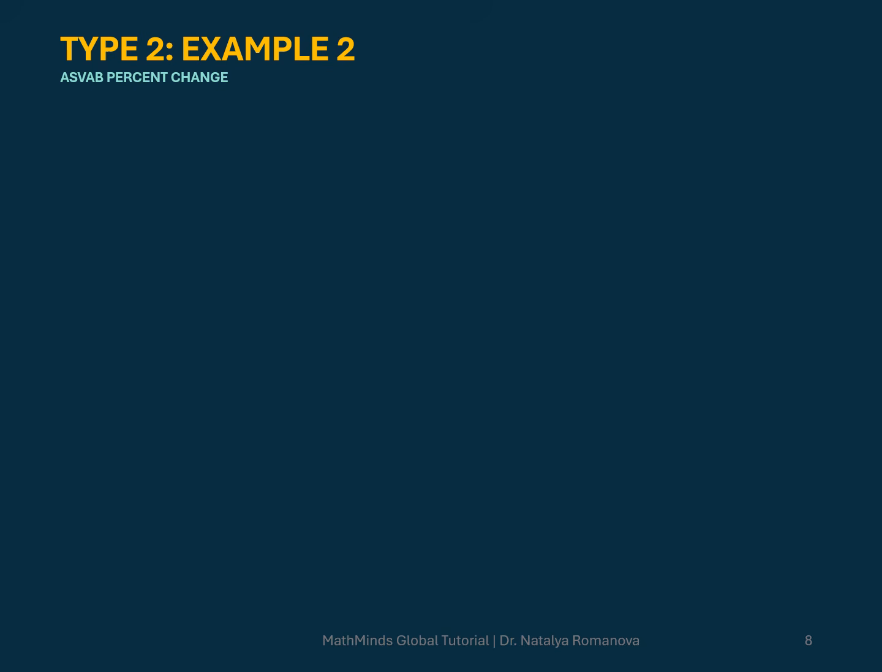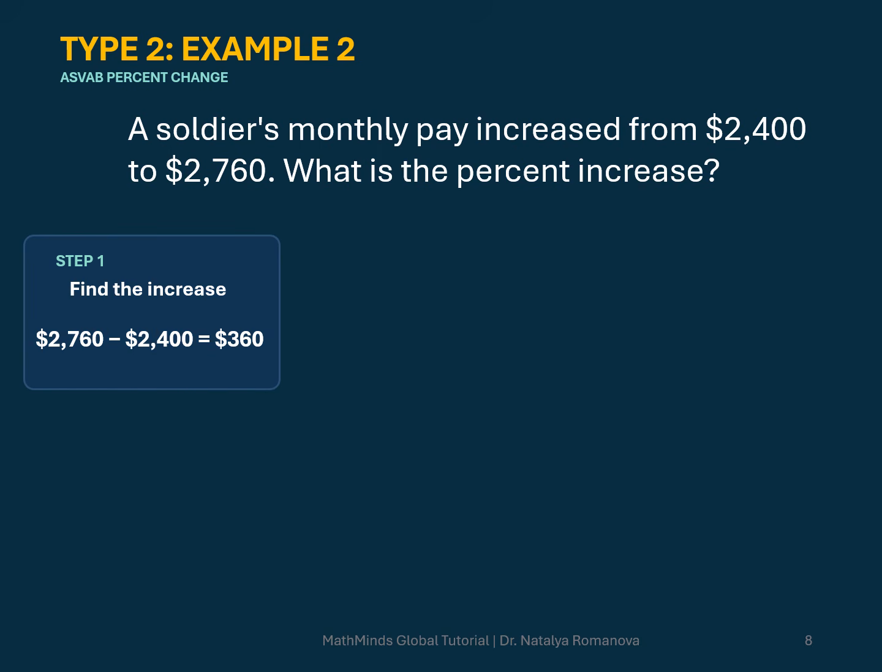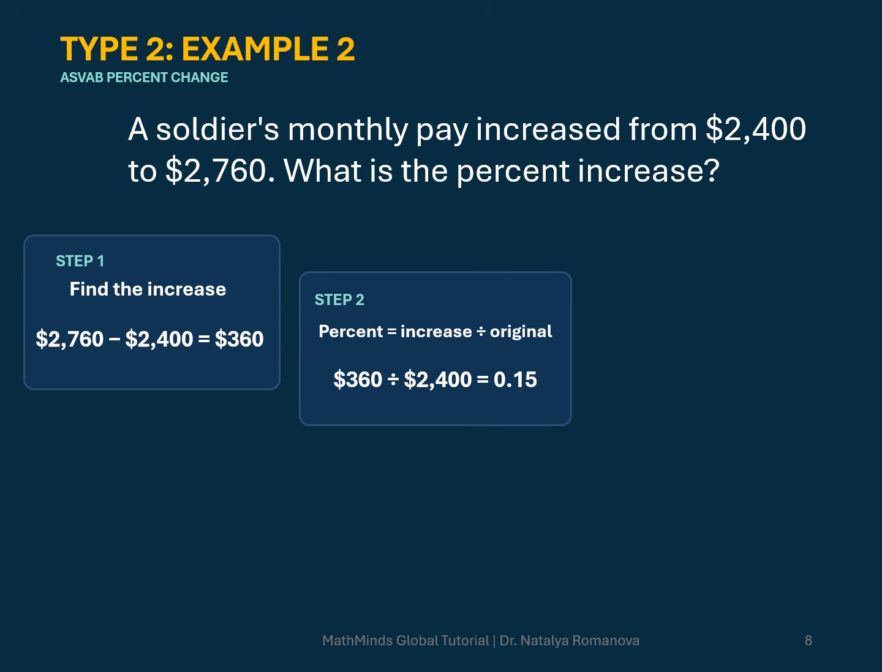We have an interesting situation with percent increase. A soldier's pay increases from $2,400 to $2,760. What is the percent increase? First, find the increase itself. We take 2,760 minus 2,400. It is $360. Now divide by the original amount, which is critical.